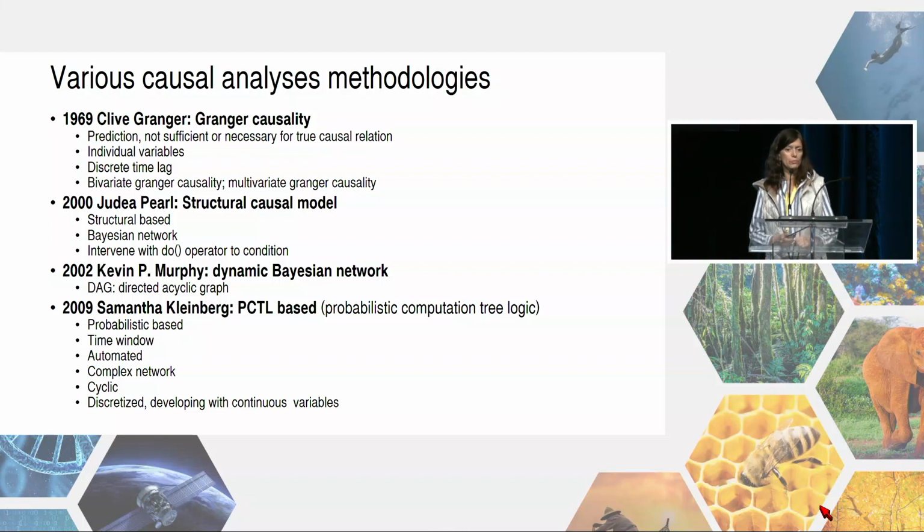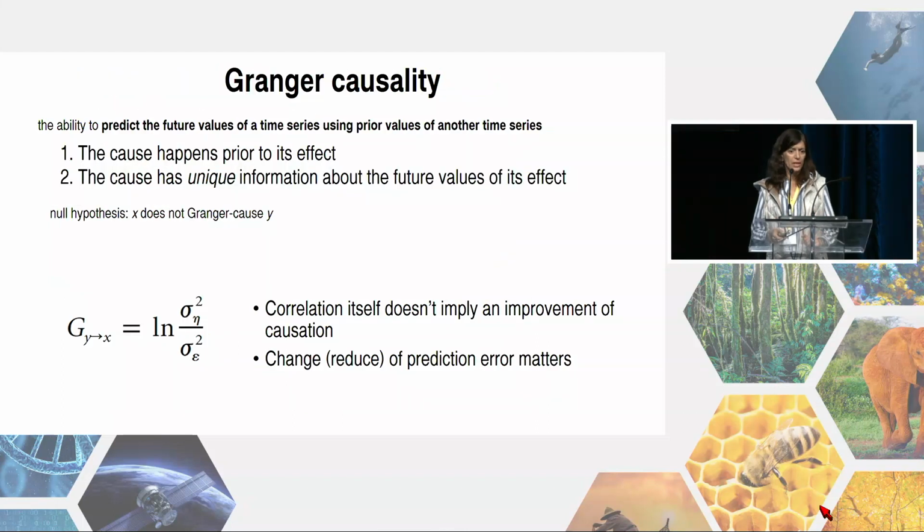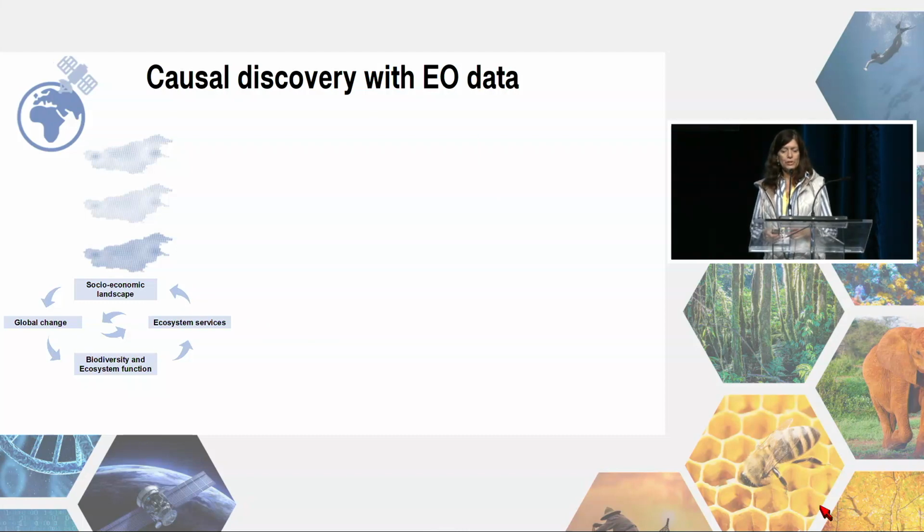There are several causal analysis methodologies that have been proposed with different goals, and for the purpose of this talk, I will be focusing on Granger causality. As I mentioned, the idea of this causality, especially causal discovery, is to predict future values within a time series using prior values of another time series. So if we think about bringing in a lot of the different Earth observation data sets that we might have available to us, we might be able to constrain these interactions and therefore predict potential causal links that might emerge within these 4 domains that depict coupled human and nature systems. This is what I'm going to show you in the next few minutes.